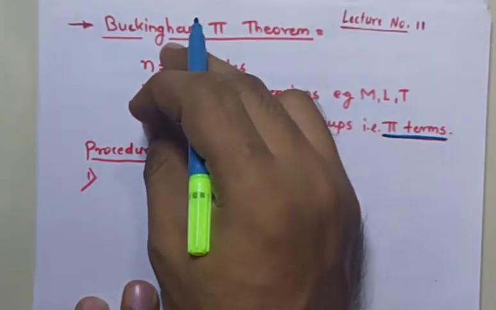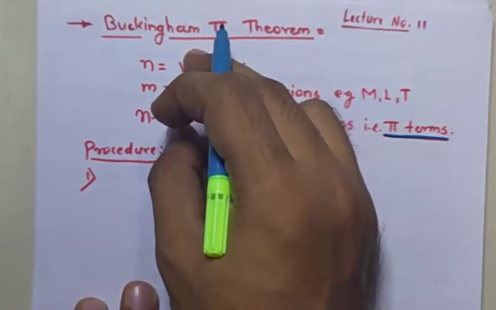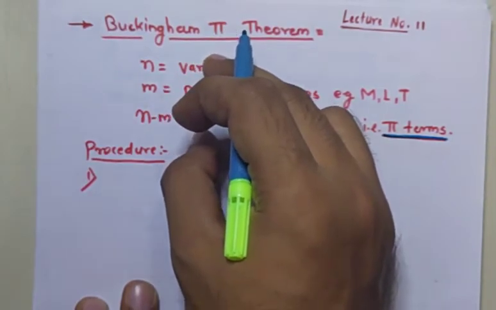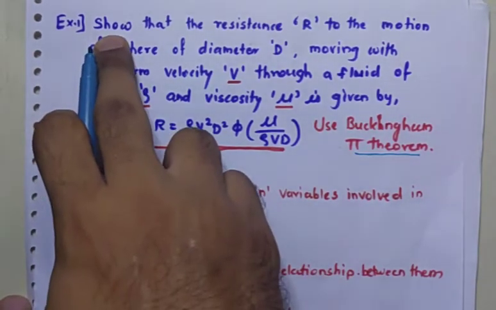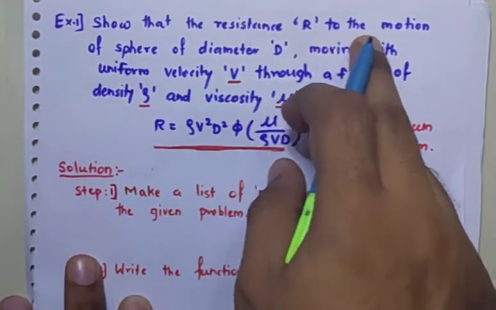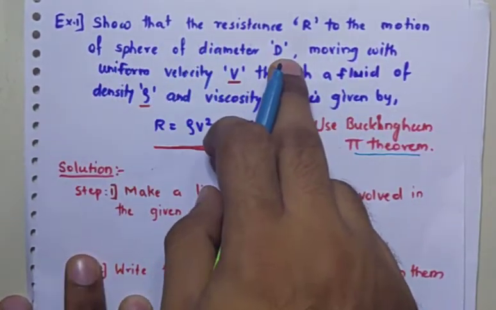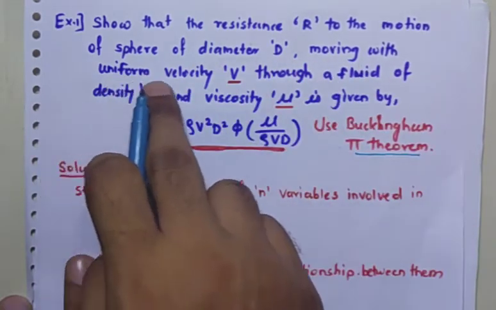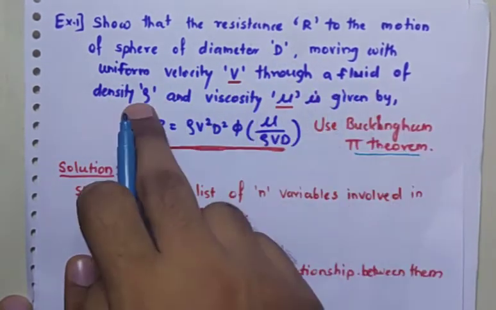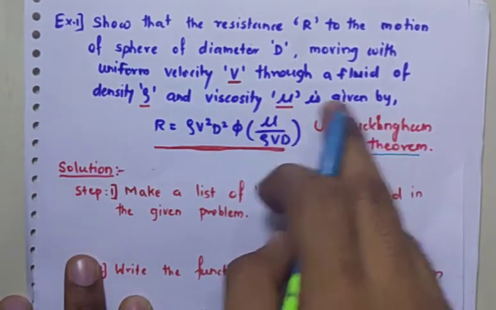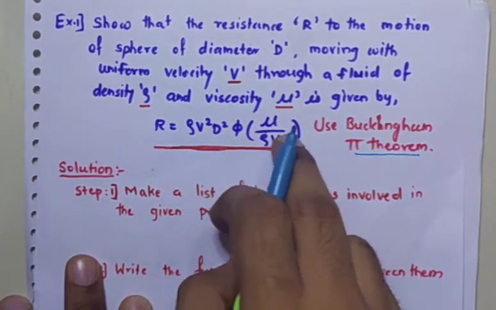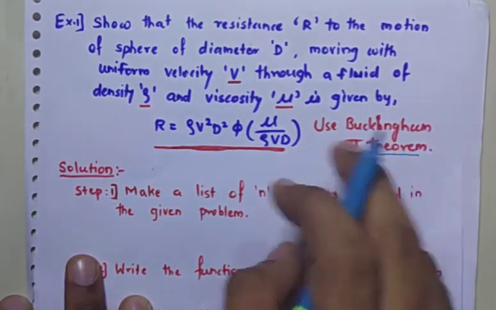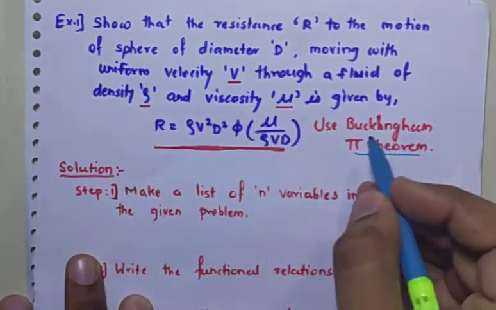Now the procedure of Buckingham Pi theorem to establish dimensional homogeneity of given variables, we will see by considering this example directly. In the example it is given: show that the resistance R to the motion of a sphere of diameter d moving with uniform velocity v through a fluid of density rho and viscosity mu is given by R is equal to rho v square d square function phi of mu upon rho v d. Use Buckingham Pi theorem. So we are going to establish this relation with the help of Buckingham Pi theorem.